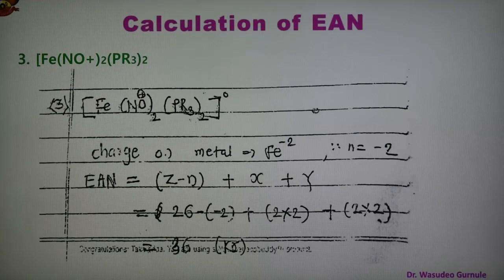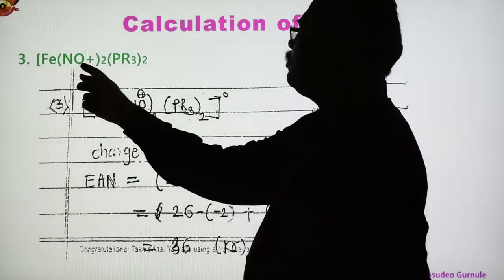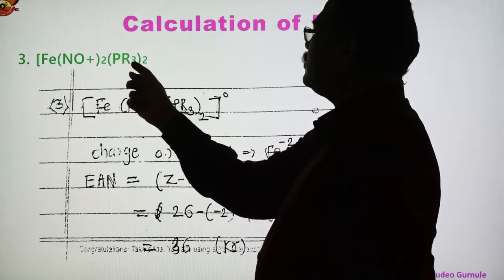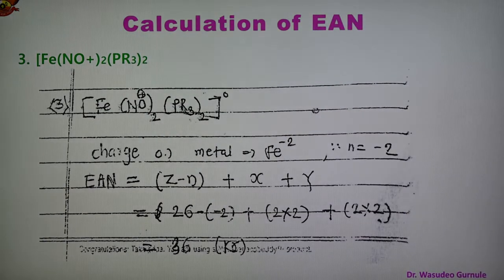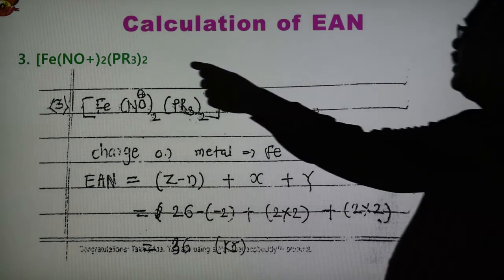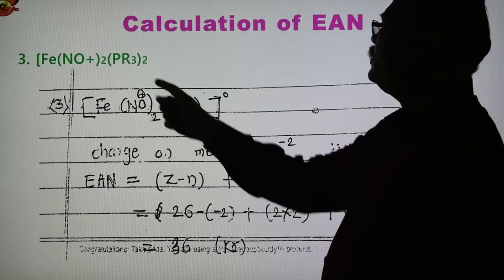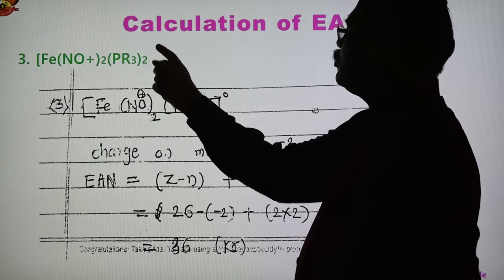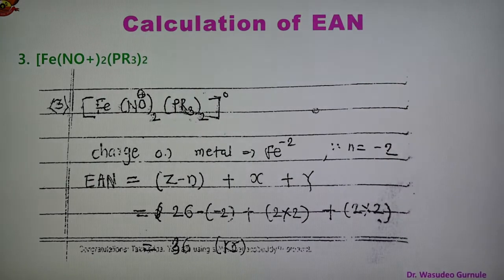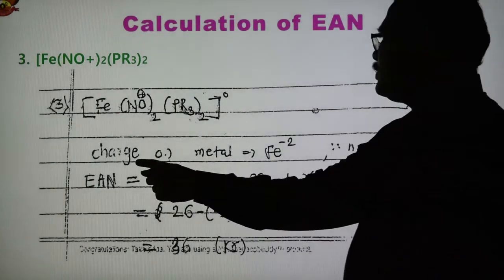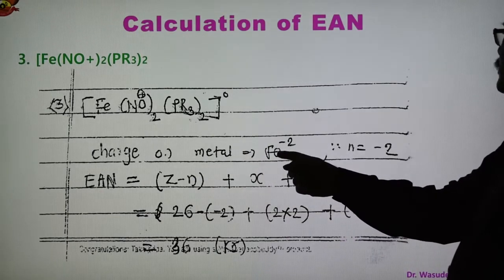And the third example is now [Fe(NO)2(PR3)2]2+, with triphosphine, so here is the other ligand. Again, this is the complex. Now in this case, 2 plus is there and the total is 0, so again Fe has a minus 2 charge. So here the charge present on the metal Fe is minus 2.